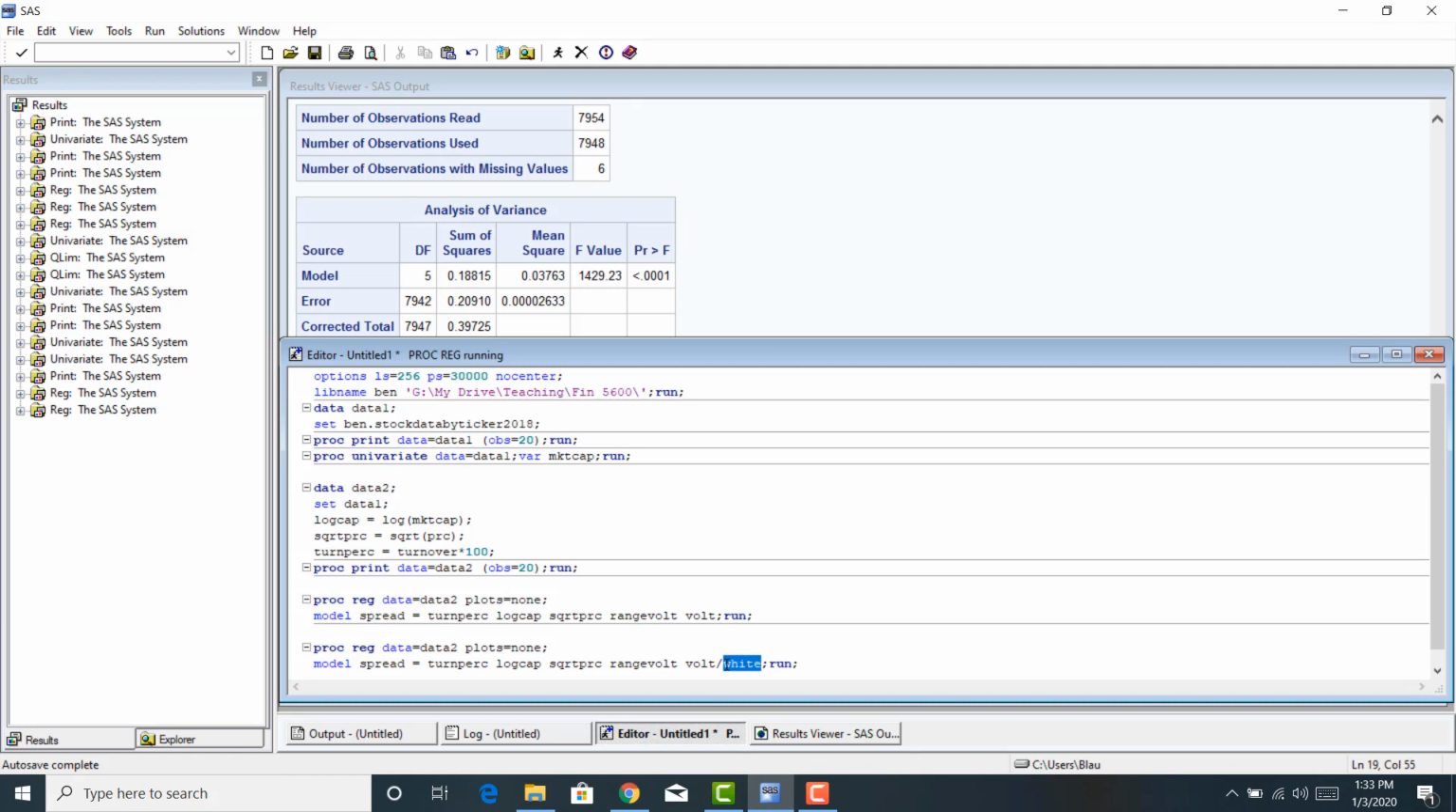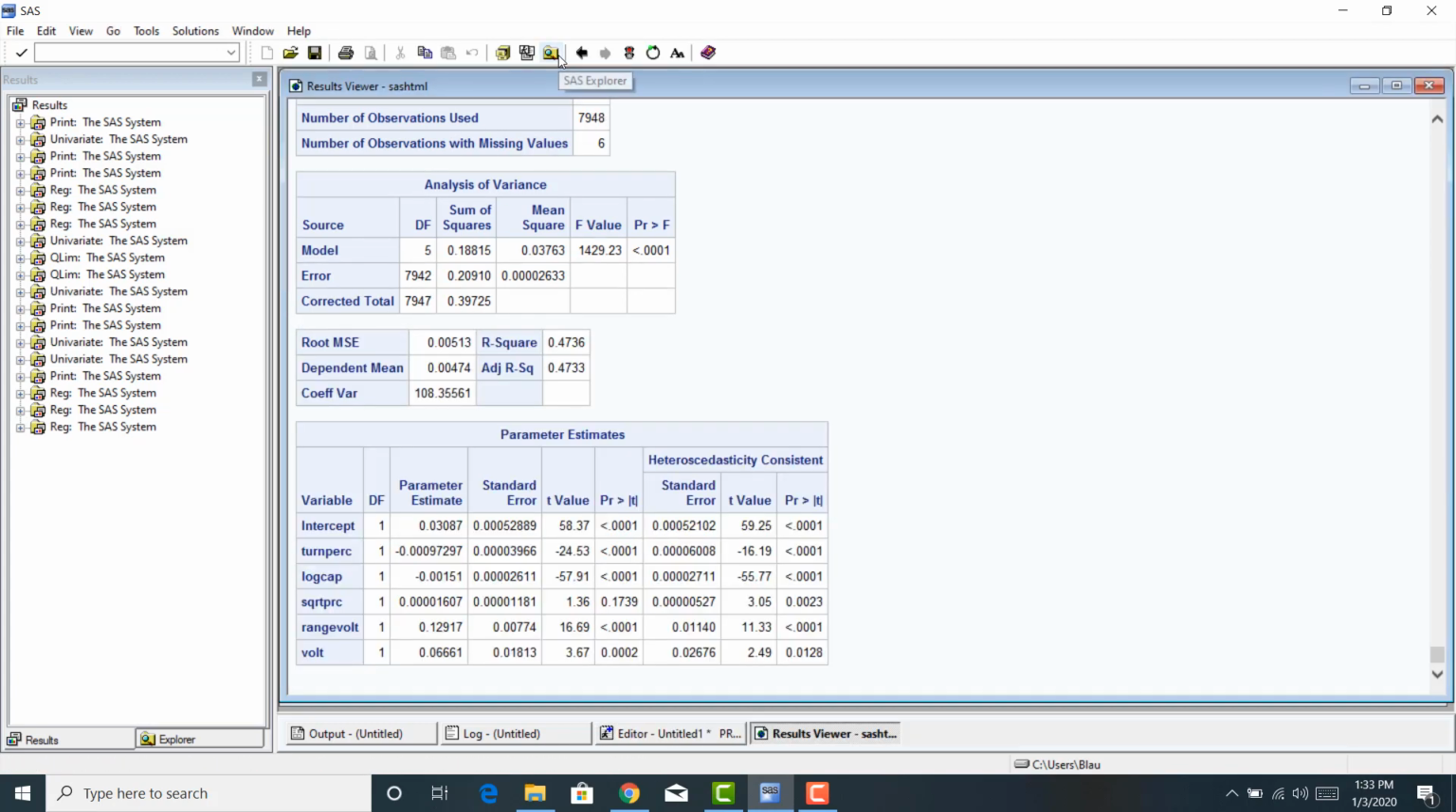Notice that it populates blue, which means that it's an important option for this procedure statement, proc reg. When I run this, notice what happens here. It doesn't do anything to my parameter estimates. All it did was correct my standard errors. Okay, and notice a couple of things here. My standard error for turnover percentage got bigger. Right? My standard error for log of market cap also got bigger.